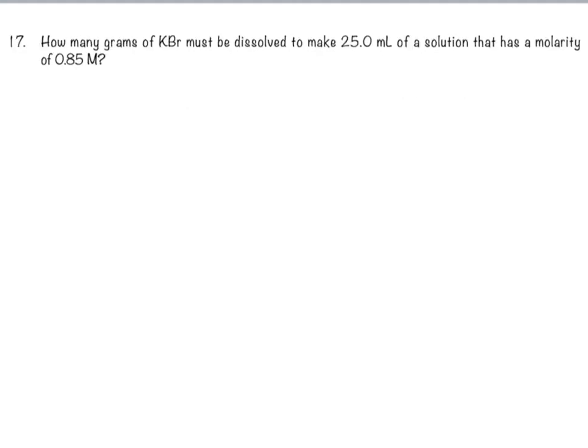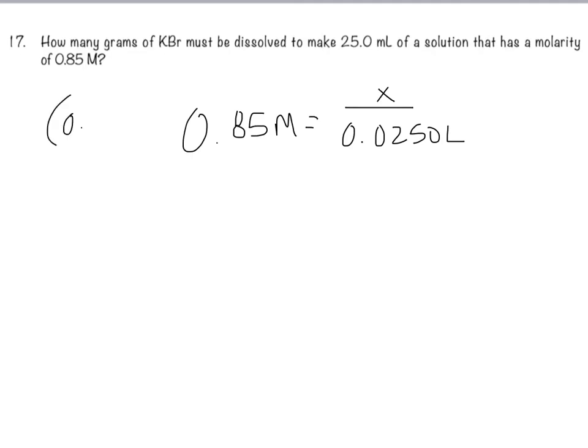Okay, in this situation I know the molarity, so I have 0.85 molar. I do not know the number of moles, but I do know the volume, 0.0250 liters. You must convert it to liters. If you multiply both sides by 0.0250 liters, this goes away, and you solve this, you're going to have a number with 2 sig figs, 0.021 moles of potassium bromide.